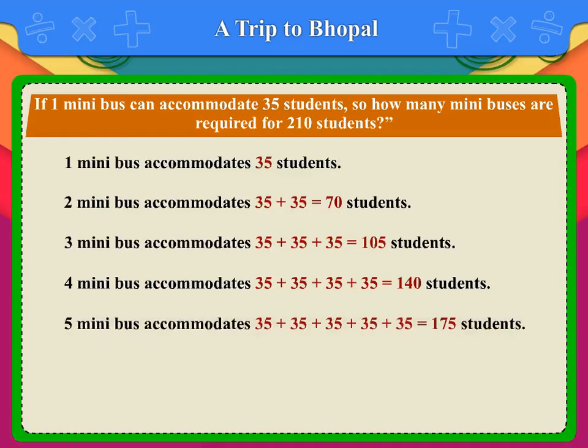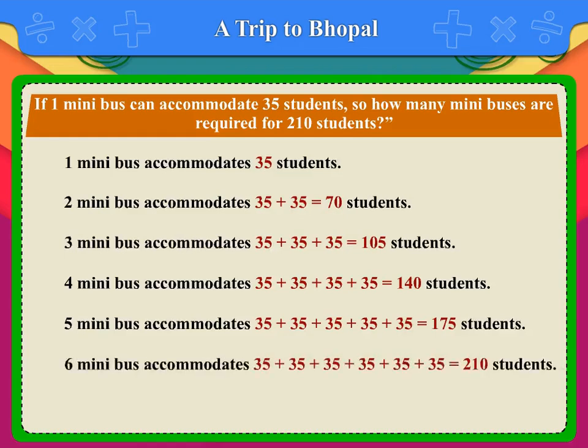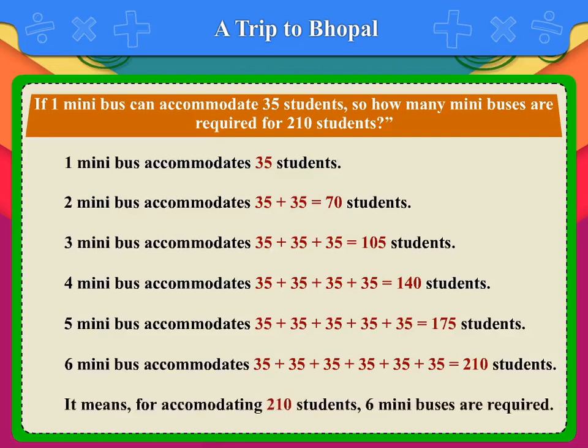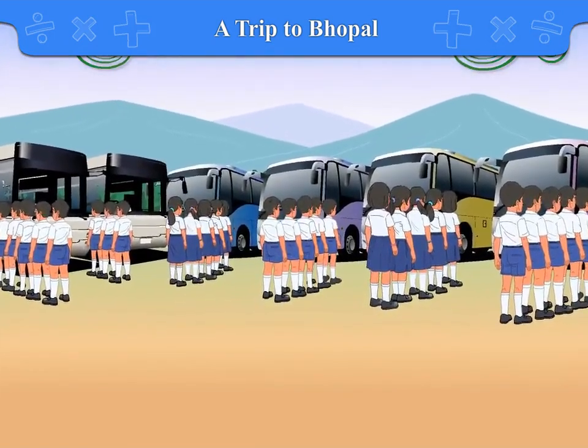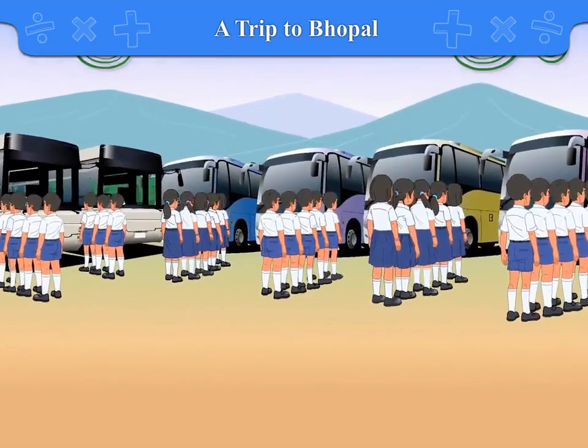5 minibuses accommodate 35 plus 35 plus 35 plus 35 plus 35 is equal to 175 students. 6 minibuses accommodate 35 plus 35 plus 35 plus 35 plus 35 plus 35 is equal to 210 students. It means for accommodating 210 students, 6 minibuses are required. Come fast! Get inside the bus. It's 9 o'clock and the buses are ready to leave.